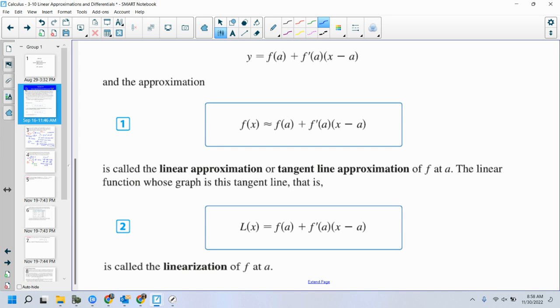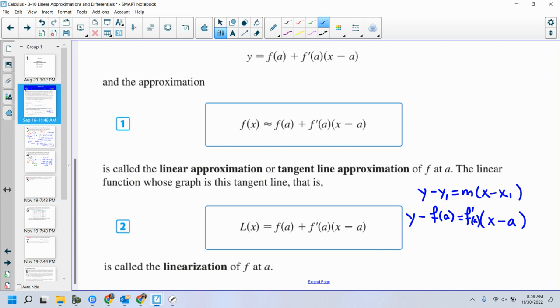Well, let me show you. If I take point-slope form of a line, y minus y1 is equal to m times x minus x1, and I say I want some point a comma f of a, well, I can say y minus f of a is equal to the slope times x minus a, right? But what is the slope at point a? f prime of a.